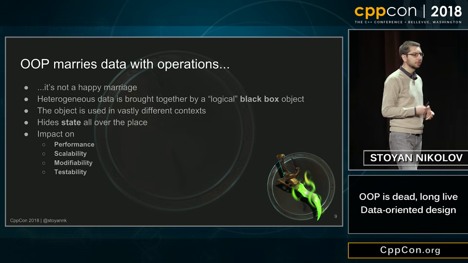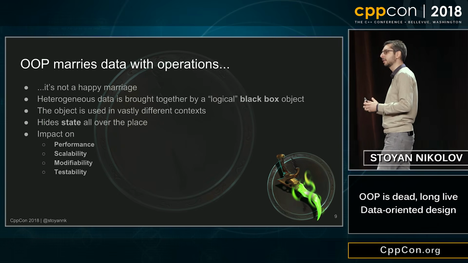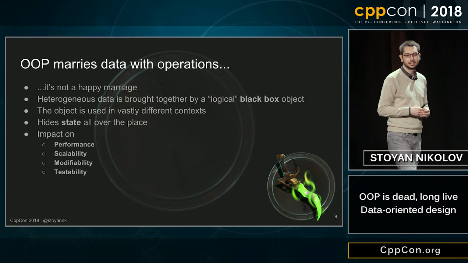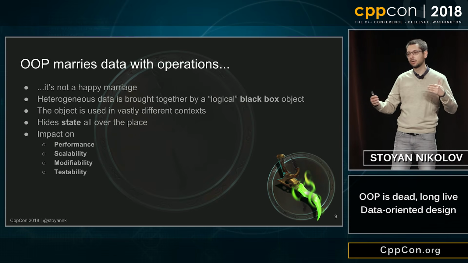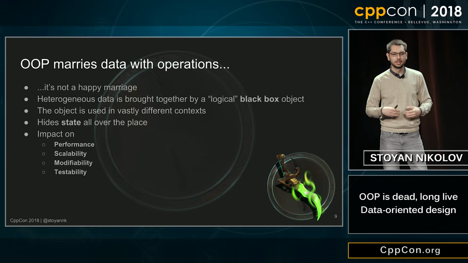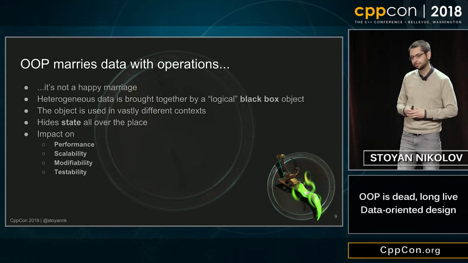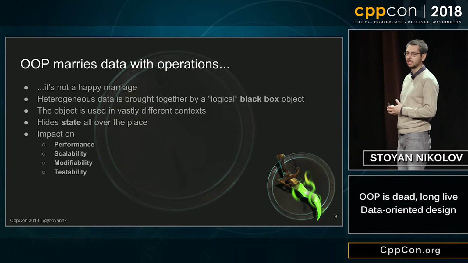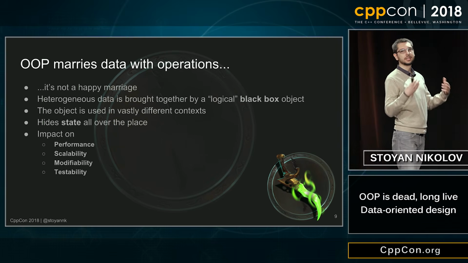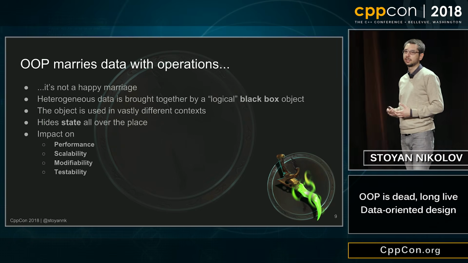And object-oriented programming also has the feature of hiding state in many places. And by hiding, I mean that you have all these booleans, all these hidden ifs in your methods that in the end increase substantially the complexity of your code. And all those things have a real impact on performance, scalability, modifiability, and testability. And these will be the 4 quality attributes we'll be analyzing.